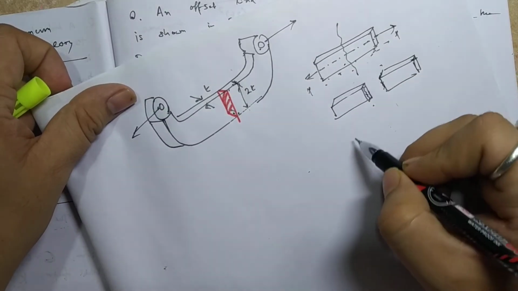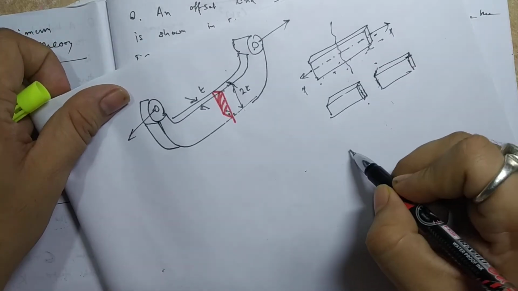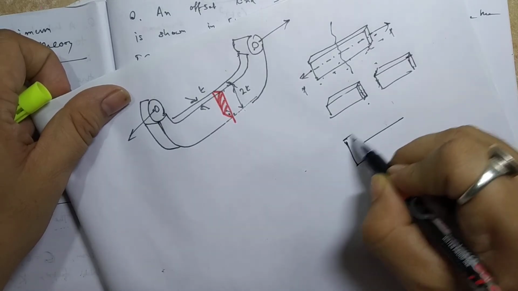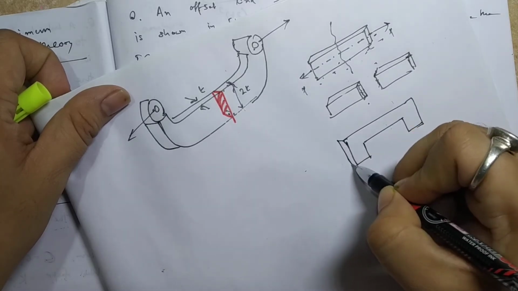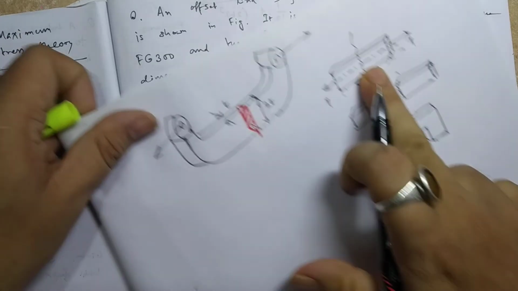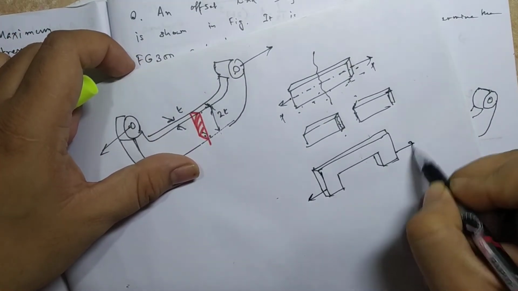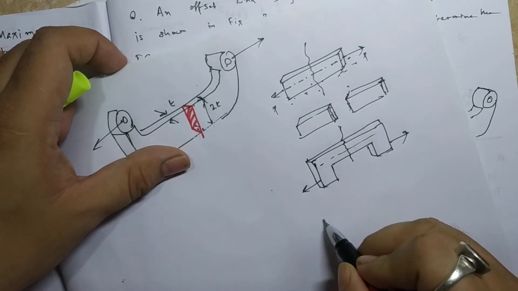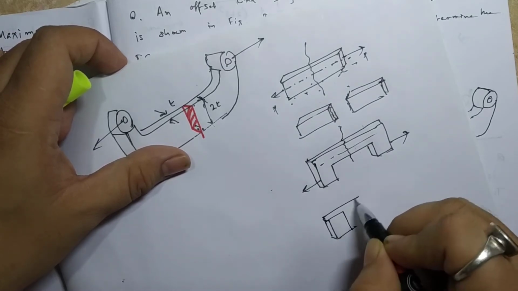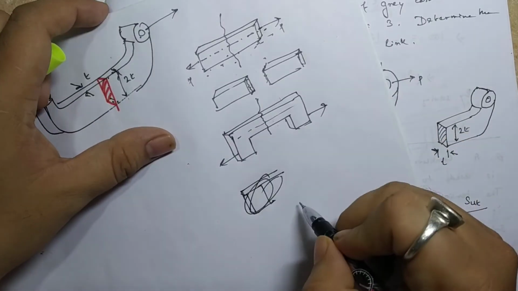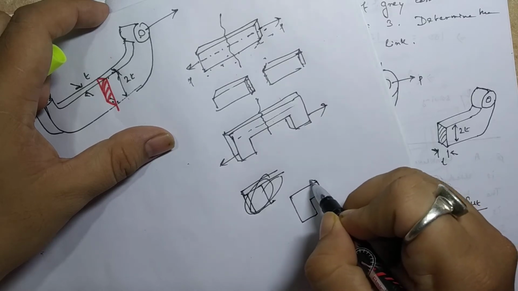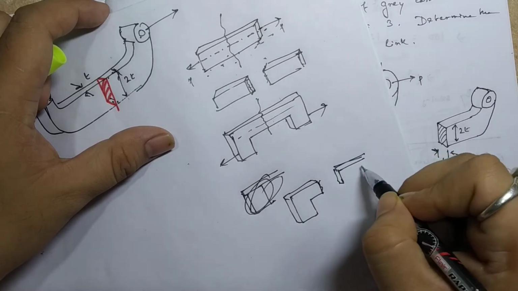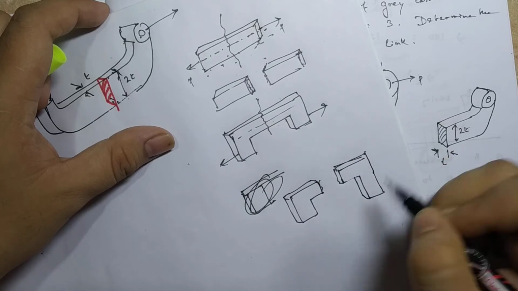But if we apply a load which is not along the axis, and the same object has a cross section like this, modified like this, and we apply a load like this, then it may break here. That is one possibility. Then it will be separated like this. Okay, these are the separated areas. You understand? One possibility.